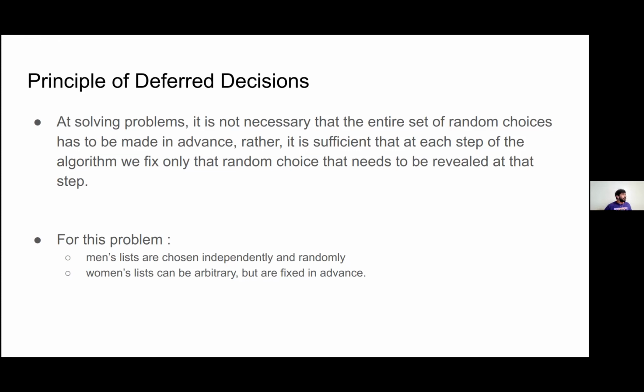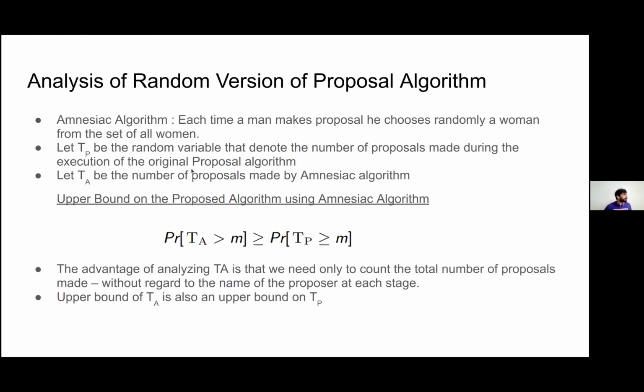So for our problem, we assume that the men's lists are chosen independently and at random, and the women's lists can be arbitrary, but they are fixed in advance. They have their preference set. So now we go into the analysis of this random variation.